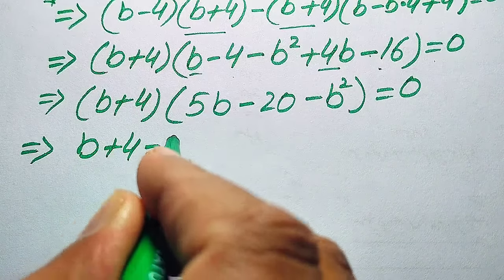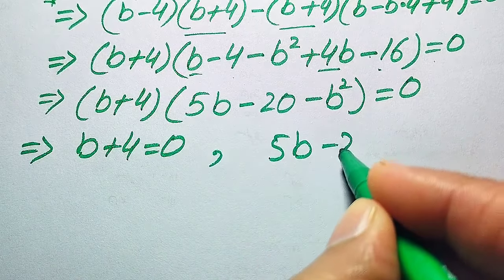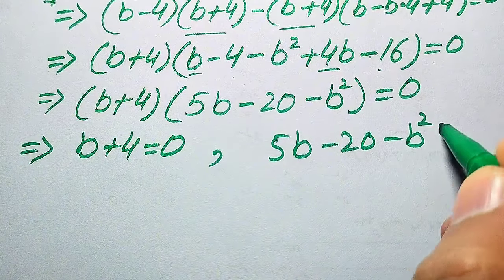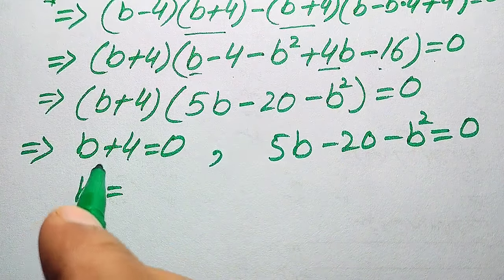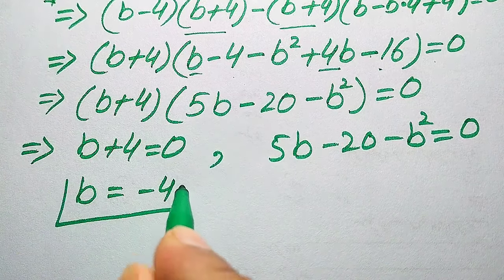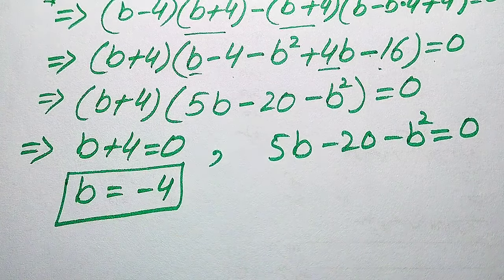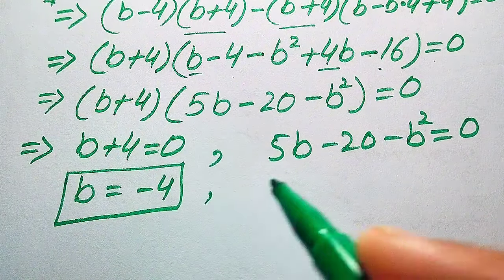The first case is we write b plus 4 equals 0, and the second case is we write 5b minus 20 minus b square equals 0. So from here we easily get the value of b, so we move plus 4 to the right hand side and it becomes minus 4. So this is the first value of b.